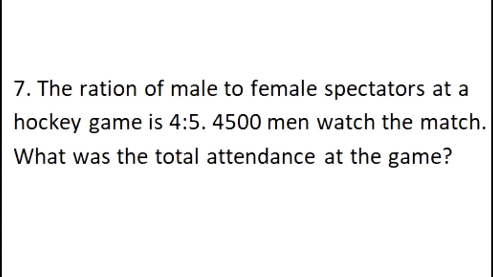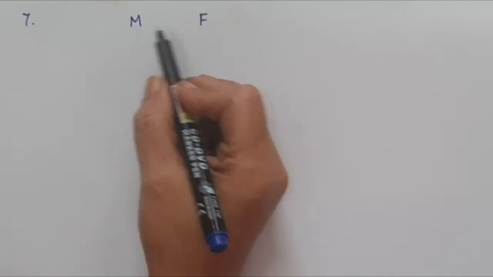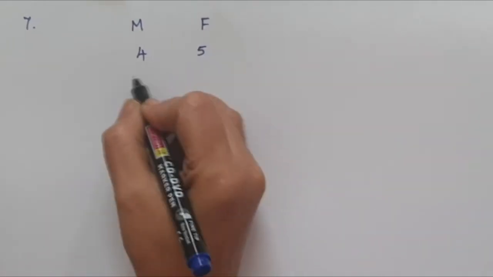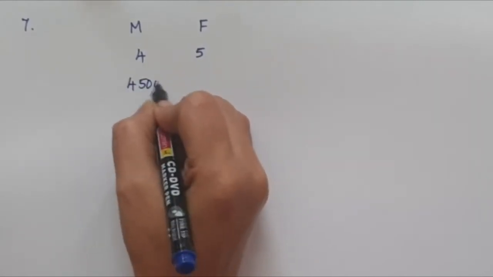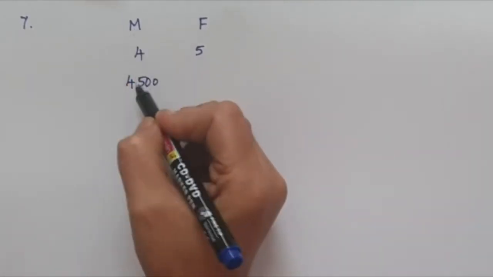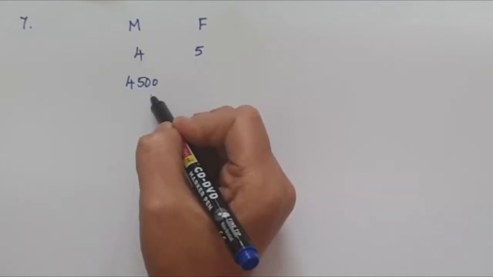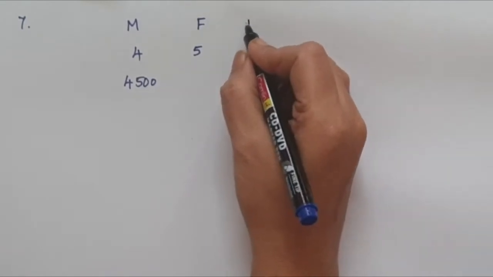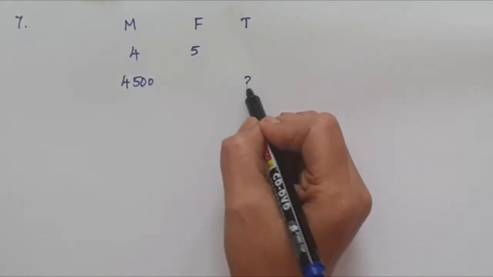Seventh question: the ratio of male to female spectators at a hockey game is 4:5. 4,500 men watched the match. What was the total attendance at the game? In the seventh question, the ratio of male to female is given as 4:5, and 4,500 men watched the match. So I am writing below the male population, that is 4,500. Our question is, we have to find the total attendance. That is the total we need to find.